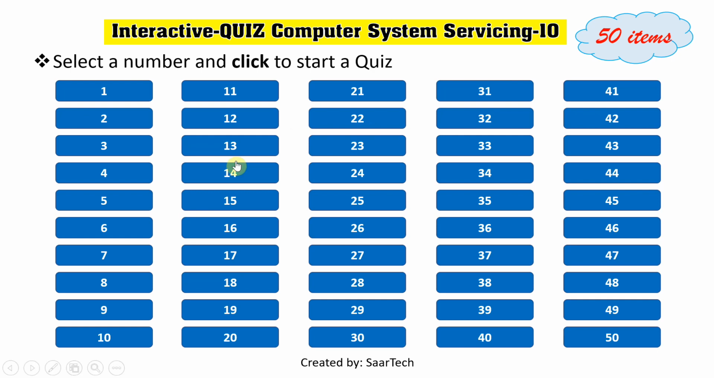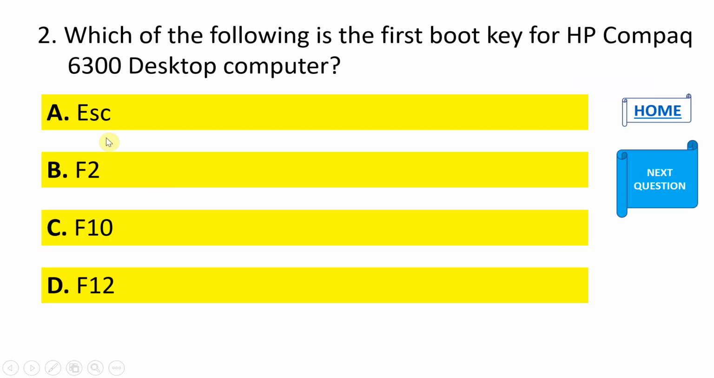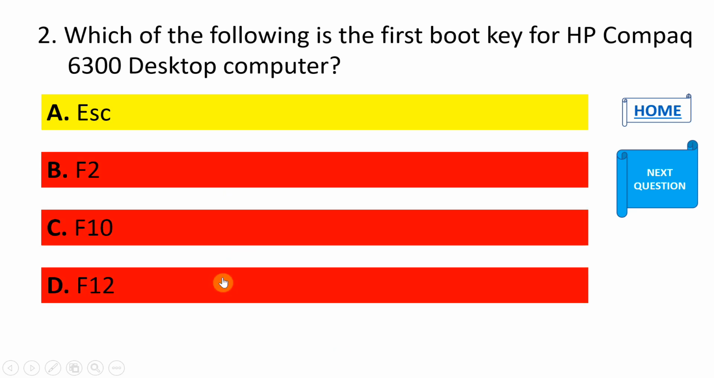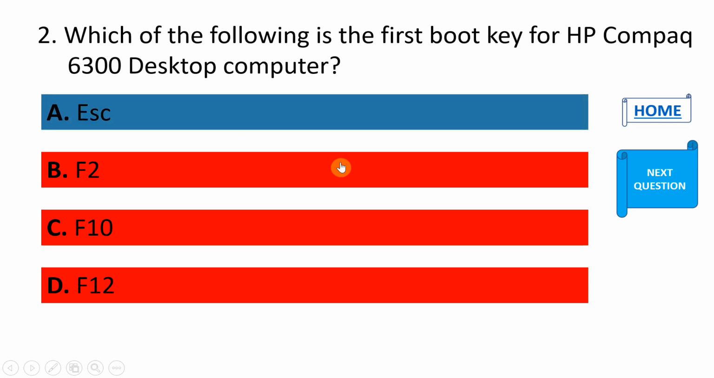Okay, so if you want to proceed to the next question for number 2, you just simply click and then you can answer the questions or you can edit this one. So for instance, the question goes, which of the following is the first boot key for an HP Compaq 6300 desktop computer? So for example, you're going to answer F2, wrong answer, F10, wrong answer, F12, wrong answer. So the correct answer is letter A. So for number 2, I have assigned letter A as the correct answer.